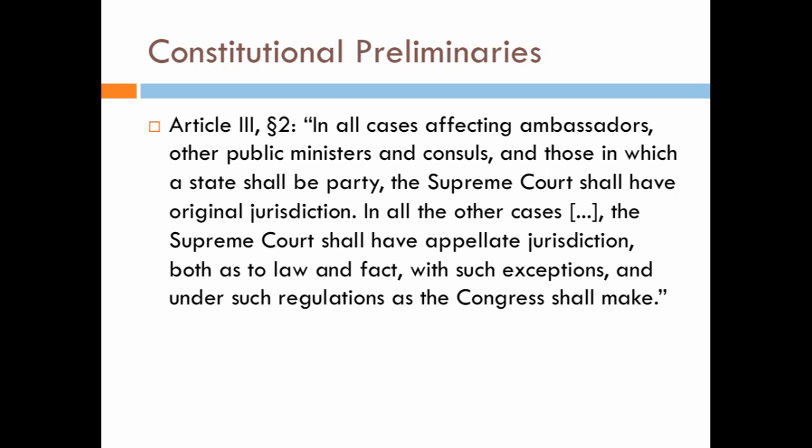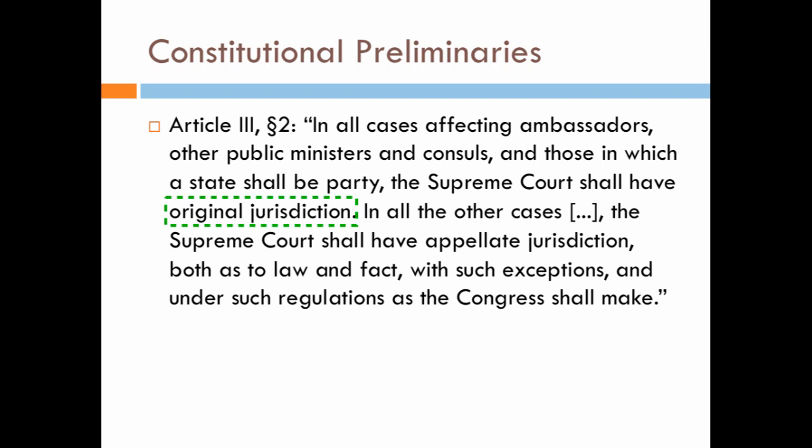Article 3 of the Constitution established the federal judiciary, and Section 2 of Article 3 gives us the parameters for the agenda-setting process by establishing two ways for cases to come before the Supreme Court. It says, in all cases affecting ambassadors, other public ministers and councils, and those in which a state shall be a party, the Supreme Court shall have original jurisdiction. So there's one type of jurisdiction.